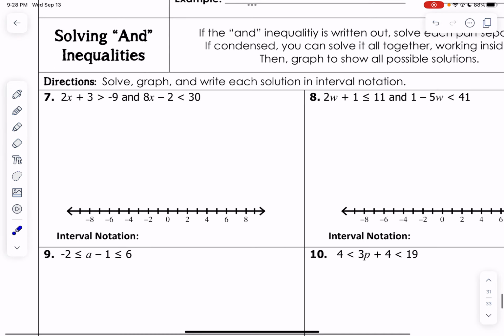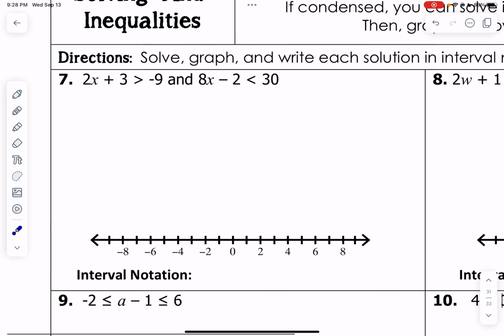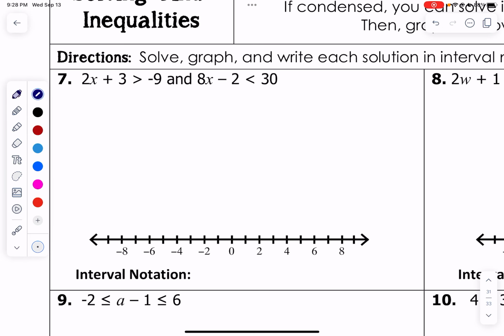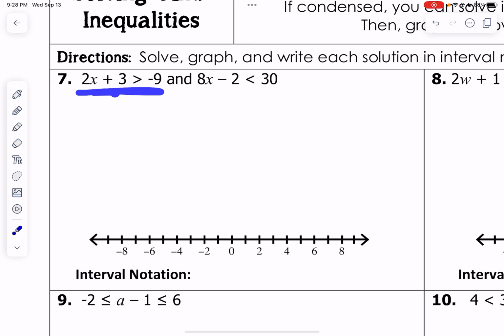So for number 7, we have the same idea here. Now we're talking about an and inequality. We follow the same process like we did before. We solve each inequality. So let's go ahead and do that. So for this first one, we subtract 3. You get 2x is greater than -12, divided by 2. So therefore x must be greater than -6.